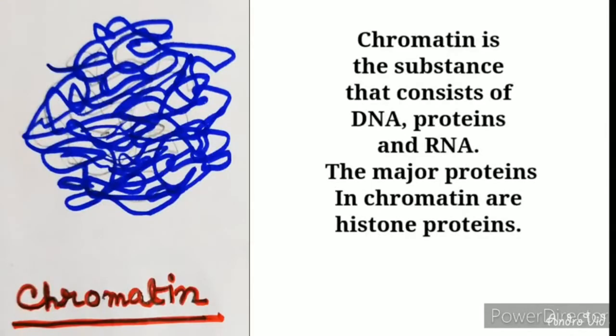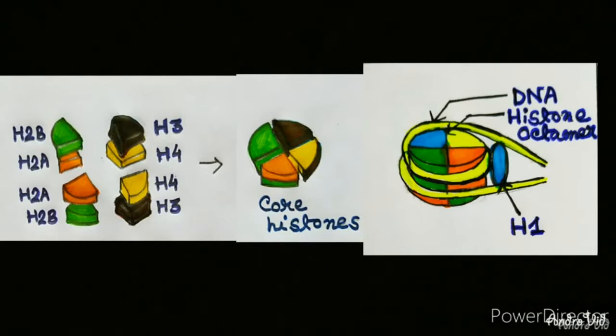The chromatin is the substance that consists of DNA, proteins and RNA. The major proteins in chromatin are the histone proteins. 5 main types of histone proteins, H1, H2A, H2B, H3 and H4, are associated with eukaryotic DNA. The main function of histone proteins is to help in the process of DNA packaging. How do histone proteins help in the process of DNA packaging?